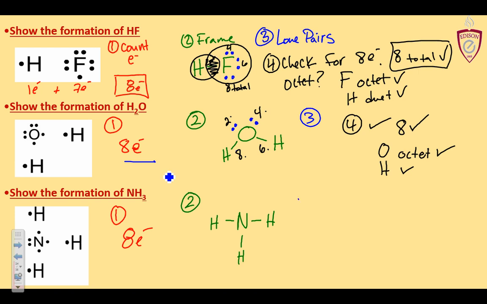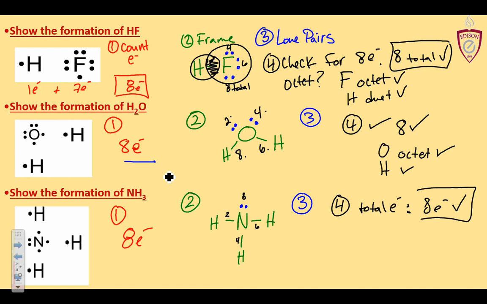Then I got to do my lone pairs. Nitrogen came with 2 on that one side, so I'm going to put them in the central atom there. Nitrogen's got its lone pairs. Now I need to check. Total electrons: we started with 8 electrons. Hopefully we're ending with 8 here. So I got 2, 4, 6, 8 total electrons. That's good. I'm set all there.